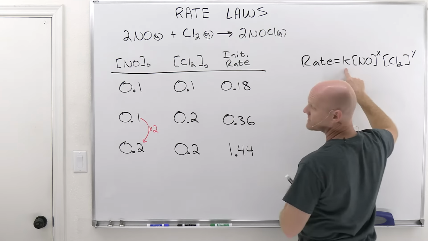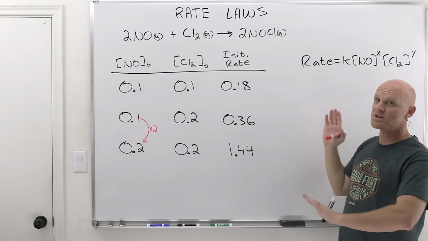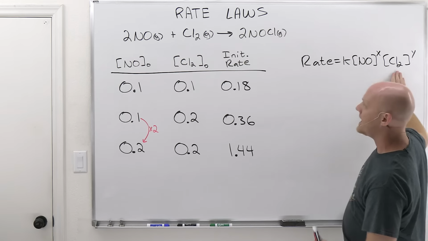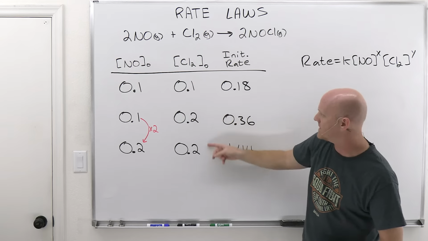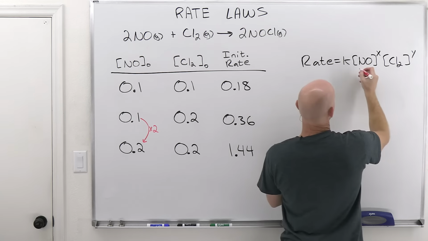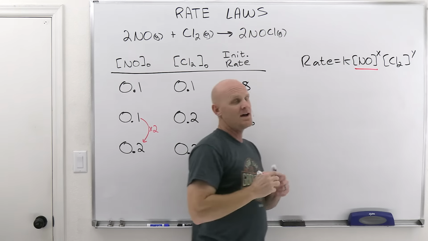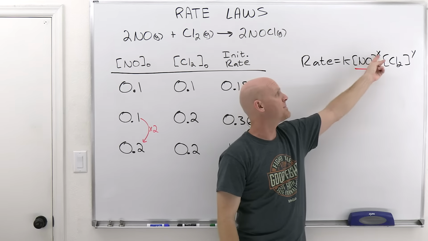Now, the rate constant isn't changing. We'll find out that you can change this if you change the temperature or something like that, but it's not changing in this case, in principle. And we didn't change the Cl2 concentration going from trial 2 to trial 3. So this is not changing. And so the only thing that's changing here is that NO concentration. And the rate's going to have a corresponding change to the power.